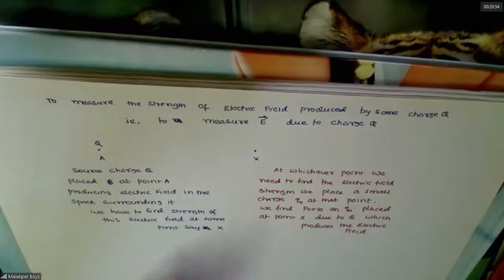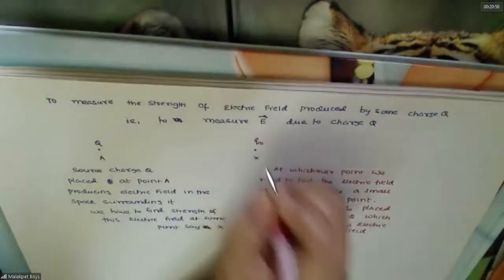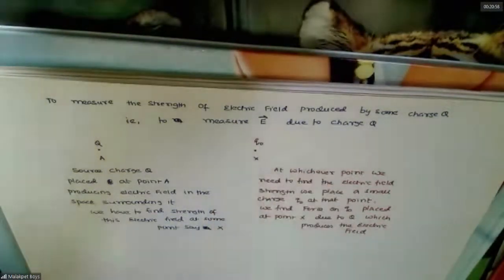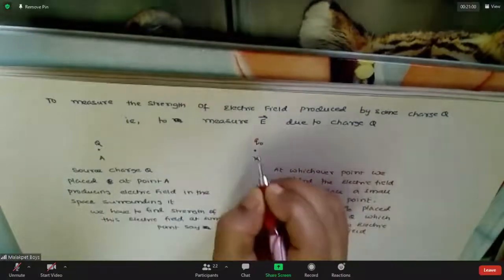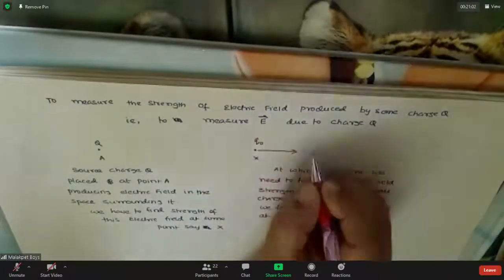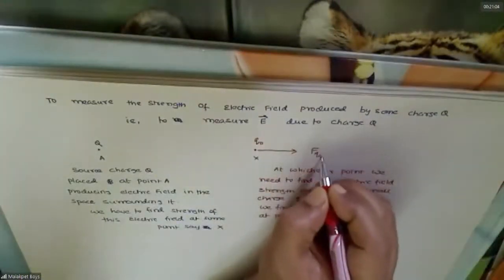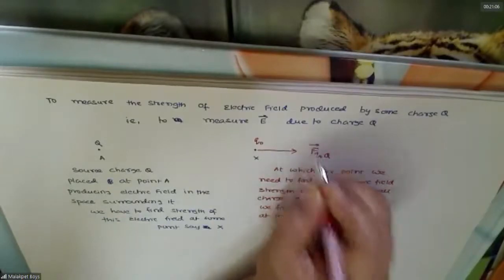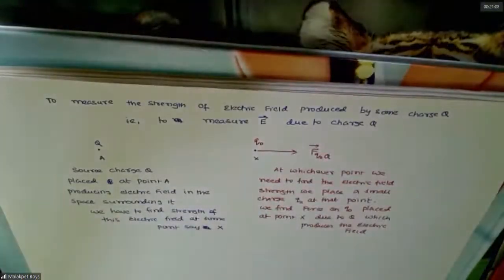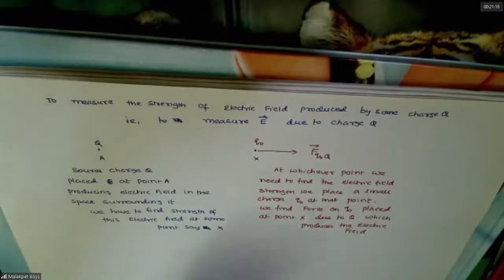Say for example, this is Q naught. So here the force will be the force on Q naught due to Q. Agreed? Yes, sir. Is it clear?